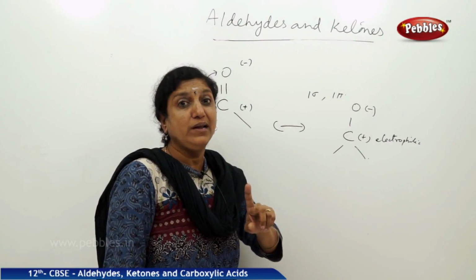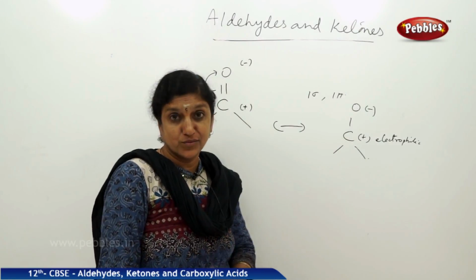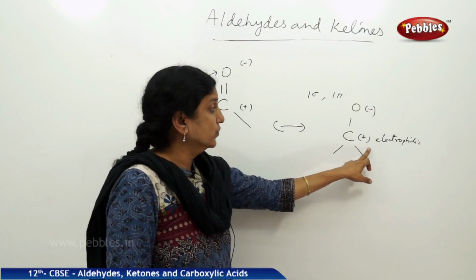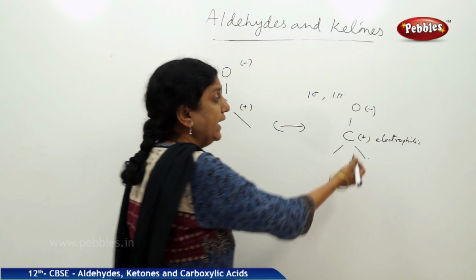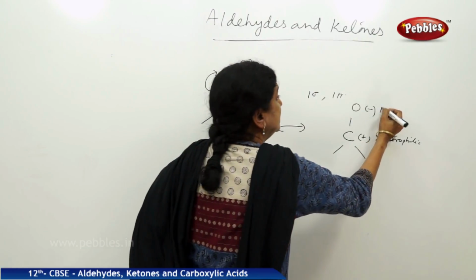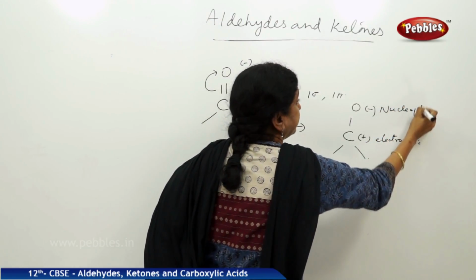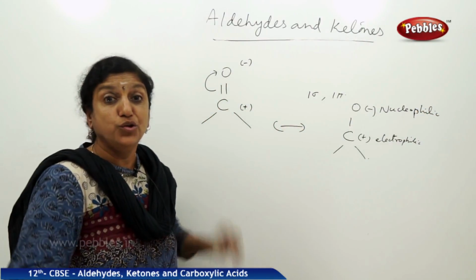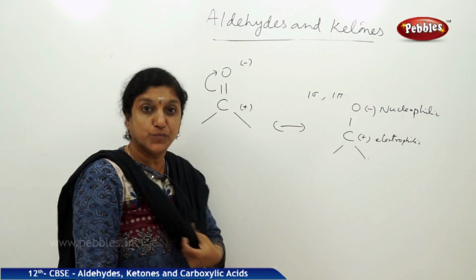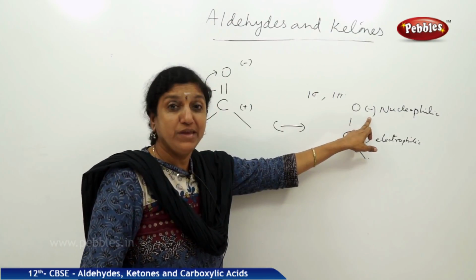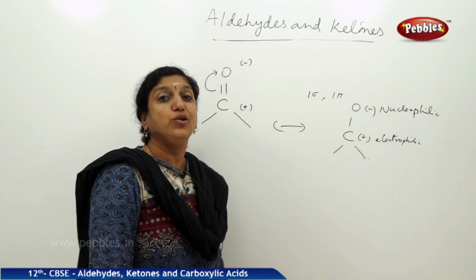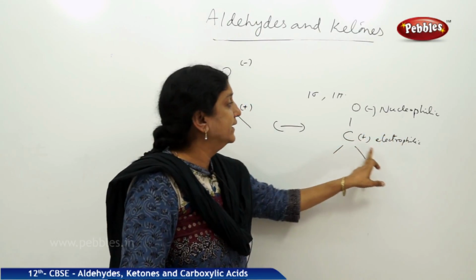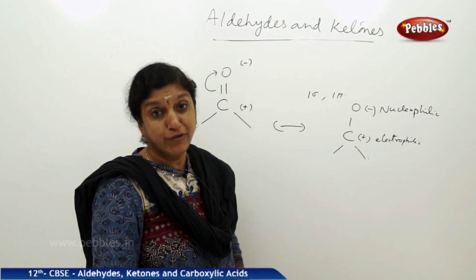As I told you, carbonyl compounds include both aldehydes as well as ketones, because this group is present in both aldehydes and ketones. Obviously, if this is the electrophilic end of the carbonyl group, this is the nucleophilic end. What is the meaning of nucleophilic? Nucleophilic means nucleus loving. We know that nucleus is positive. So the oxygen end being negative attracts the nucleophilic end of the reagent. So this is called a nucleophilic center, and the carbon is called the electrophilic center.